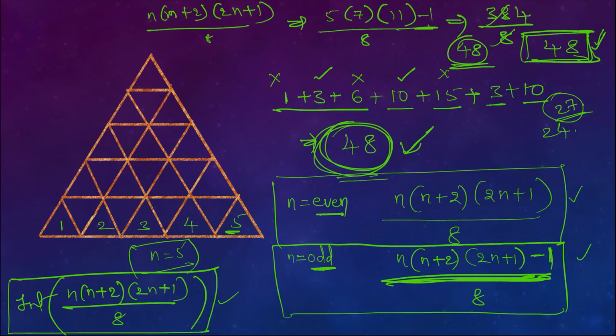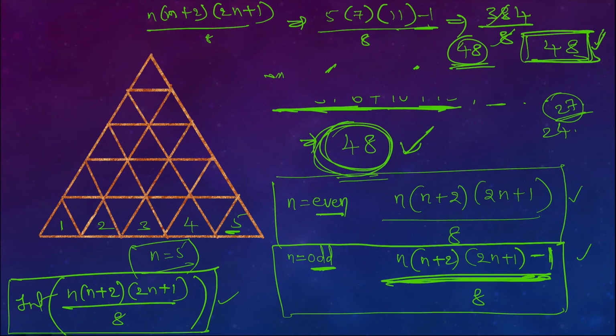Either the formula, or this is better: the series pattern. 1 plus 3 plus 6 plus 10 plus 15, and then take alternatively. First cross one. We can't take the last one. So after that, we need to take alternatively. Then this is very easy.